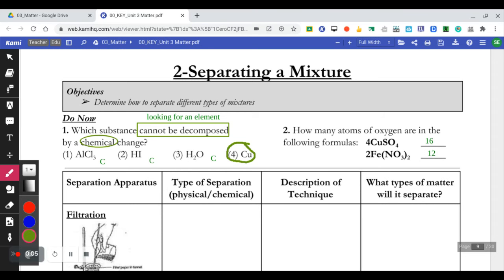1. Which substance cannot be decomposed by a chemical change? This is the definition for an element, so we're looking for an element. Of these 4 choices, only 4 has only one capital letter in our formula, therefore this is the only element. The rest of these are all compounds.